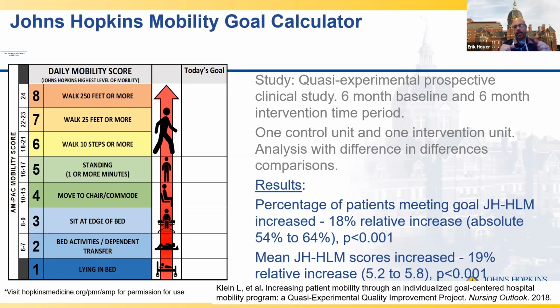So that increased by 18%, and that was statistically significant, as well as the overall mobility levels. When we looked at the mean HLM scores, it increased from 5.2 to 5.8, which was a 19% relative increase. And those were all statistically significant.